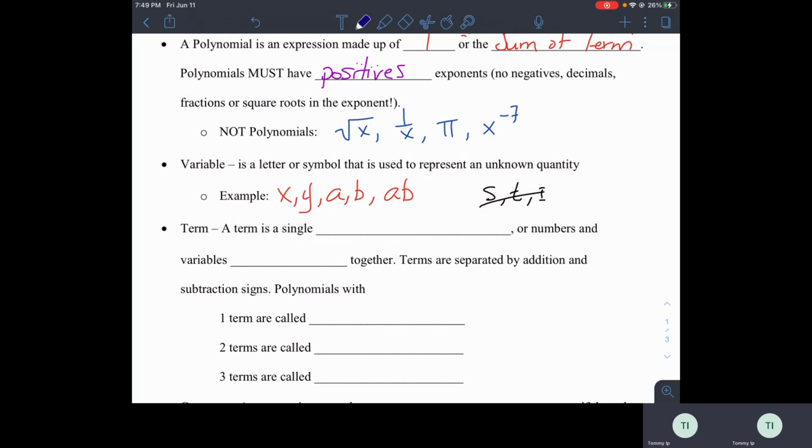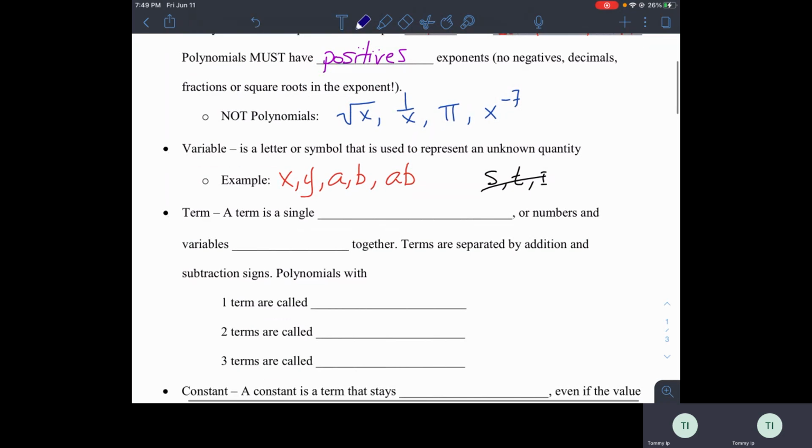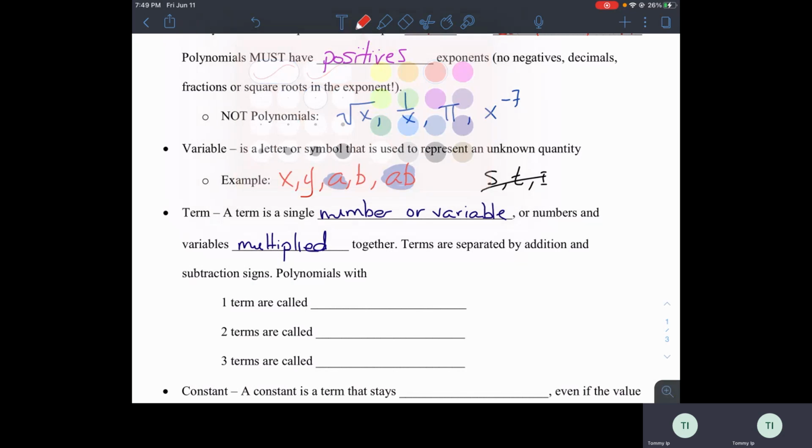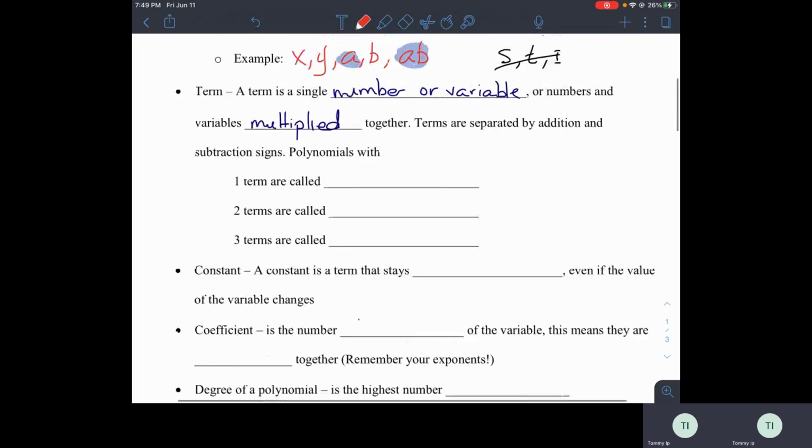A term is a single number or variable, or they're combined and multiplied together, such as AB here or A here. Those are just some examples that are being multiplied. So if we look into this, we're going to go into writing it out now.